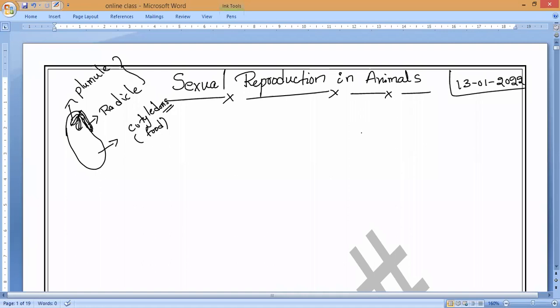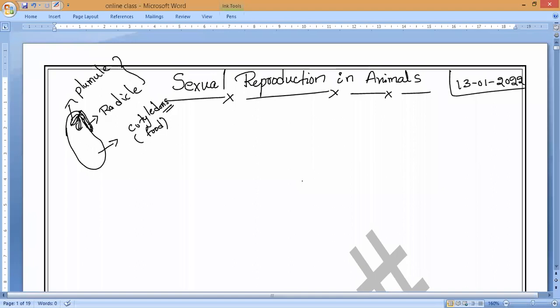Now, how the production of offspring is carried out in these animals is what we call sexual reproduction in animals. To understand this sexual reproduction, we should know the meaning of some important terms which we already studied in sexual reproduction in plants.